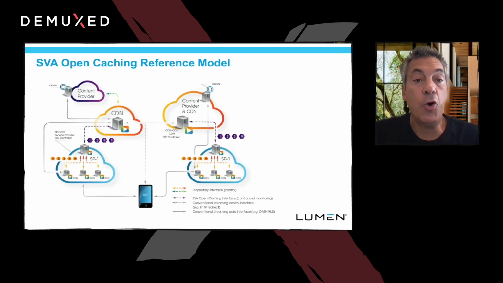The SVA open caching reference model really calls for a set of open caching controllers at the service provider, at the ISP, and at the CDN. And content providers will typically hand off requests to a CDN, which will then delegate the requests to the particular ISP through a set of APIs and protocols for service discovery, caching and control, logging, and request routing.